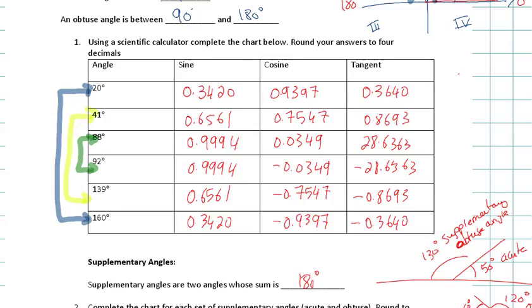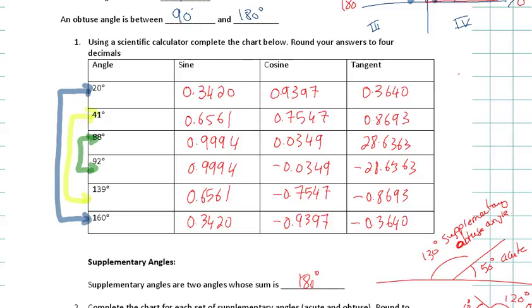So, whether your angle is acute or obtuse, your sine is always going to be positive. But if your angle is acute, your cosine is going to be positive, and your tan is going to be positive. So all three of them are going to be positive. Okay? However, if your angle is obtuse, only sine is going to be positive and the other two are going to be negative.